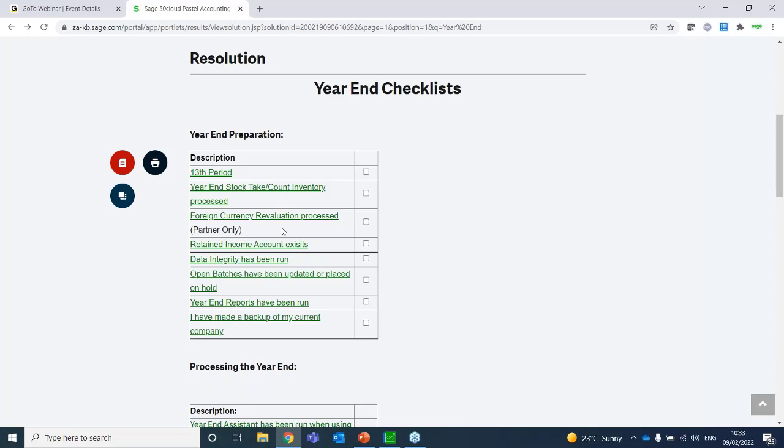I've had someone recently where they do October to September. They did not run it. They came to us in January and they're like, this is happening and that's happening and there's this huge variance and this is a problem.